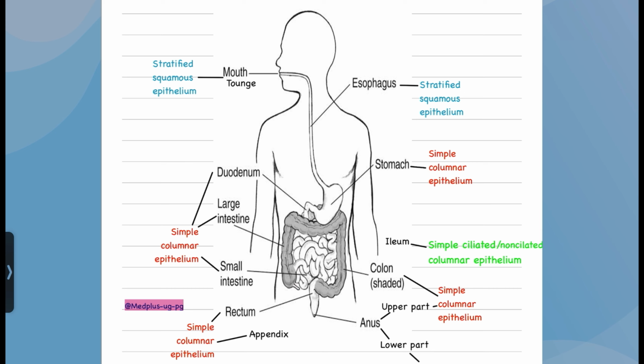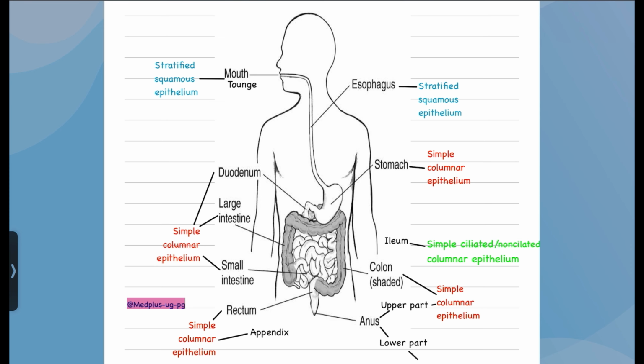Now we will see the lining epithelium of the GIT. The only thing we have to remember is that from the stomach till the upper part of the anus is lined by simple columnar epithelium.